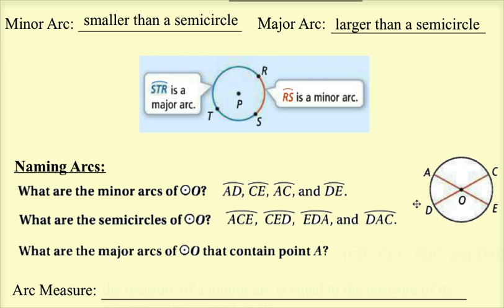It's also a semicircle. And then the major arcs that contain point A, so it has to be bigger than a semicircle, but yet it contains point A. So say I had DAE, okay, or ACD. So I start at A, go all the way through C to D, then I'm talking about almost this whole part of the circle, ACD, CEA, EDC, and DAE. Those are all major arcs.